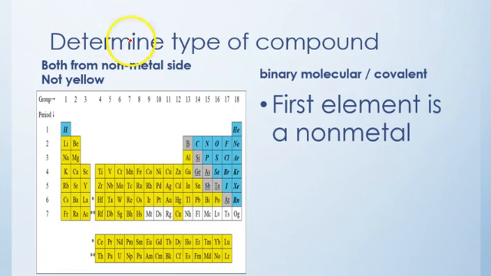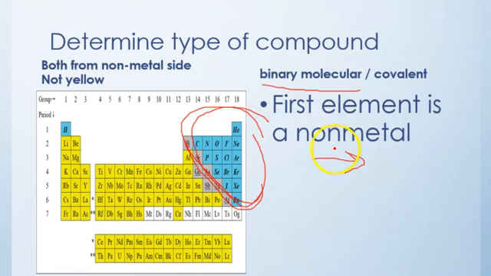So the first thing you're going to do is determine the type of compound. If it is both from the nonmetal side, that's this side over here, if both things are nonmetals, then you're going to use the binary molecular compound. That is where both elements are off the nonmetal side of the periodic table. So if both elements, and they include the gray elements here too, if both elements are nonmetals, then you are going to use the binary molecular or covalent naming system.